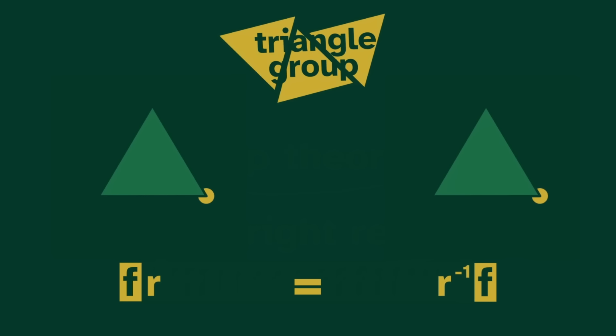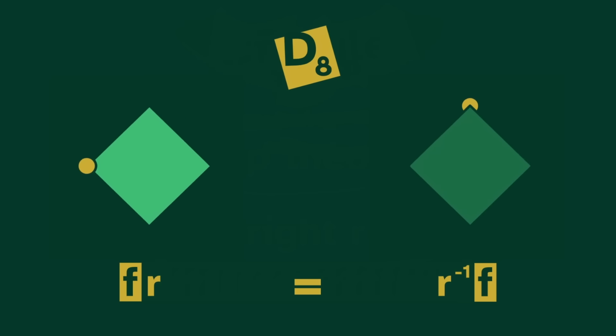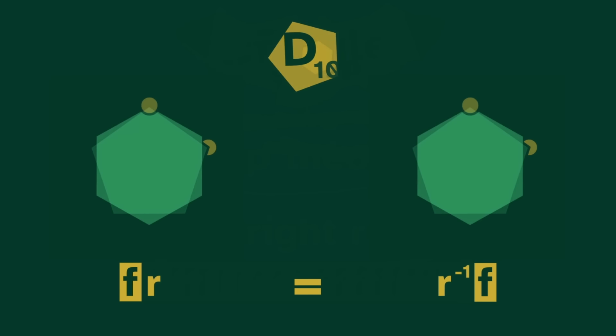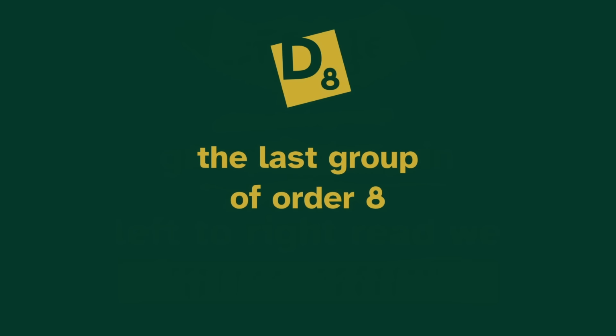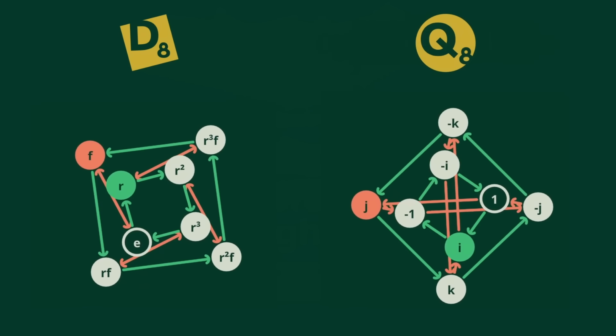And the triangle group is called D6, the dihedral group of order 6. But this equation below is true for all the dihedral groups. D8, the symmetries of a square, D10, the symmetries of a regular pentagon, and so on. So D8 is the last group of order 8? Yes! Here are the diagrams for D8 and the quaternions, or Q8.